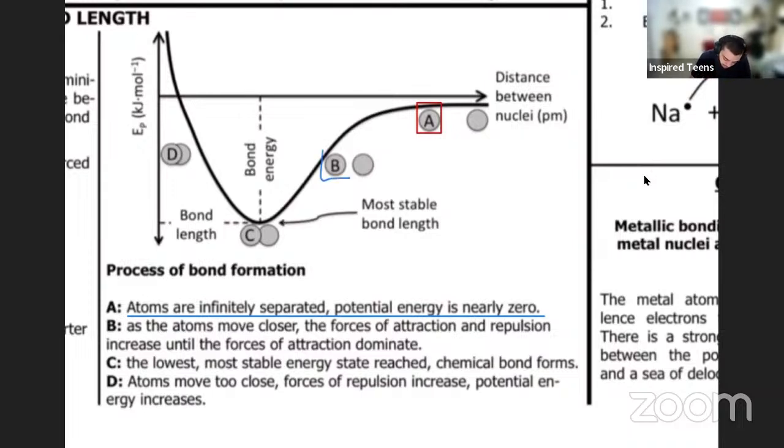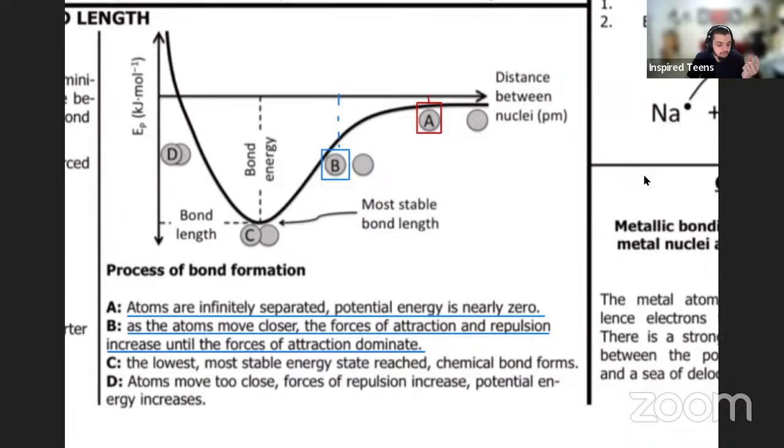Okay, when we are at B, as the atoms move closer, the forces of attraction and repulsion increase until the forces of attraction dominate. Because the atoms are moving closer, they attract one another to form a bond. So let's read B again. As the atoms are moving closer, you can see that the distance between the nuclei is less. That indicates clearly the atoms are moving closer.